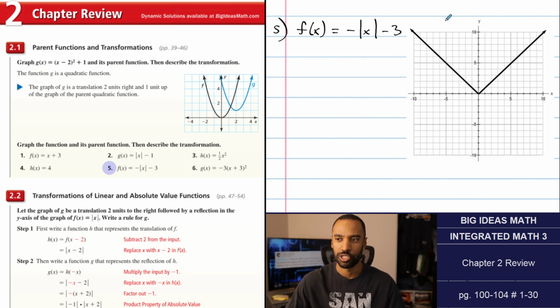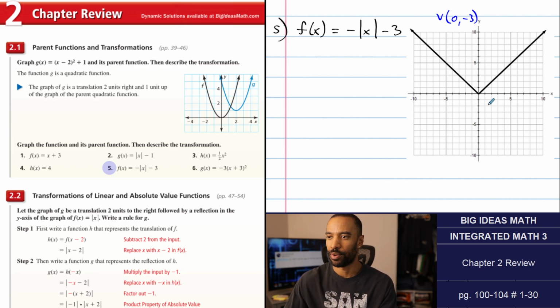My vertex is at 0, negative 3. We remember that the h value of 0 means there's nothing inside with x. You'll see on like number 6, there's something inside the function. That's when we do horizontal translations. This one doesn't have that. So 0, negative 3. So I start with the translation when I graph. That doesn't mean when I describe it, I start by describing translation first. And there's a big reason why.